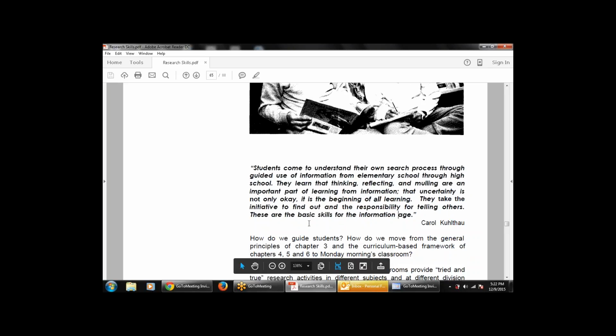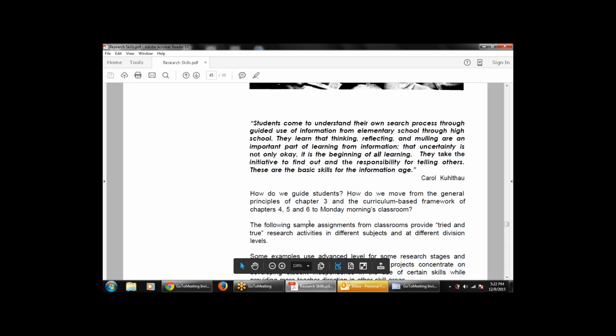Now, how do we guide students? What are the various rules for guiding the students? So how do we move from the general principles of chapter 3 and the curriculum-based framework of chapters 4, 5 and 6 to the Monday morning classroom?